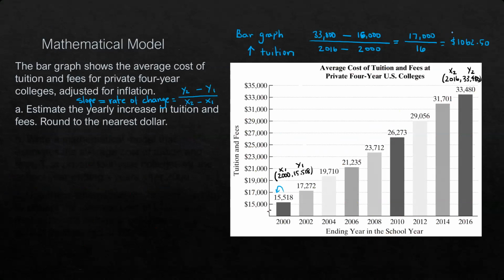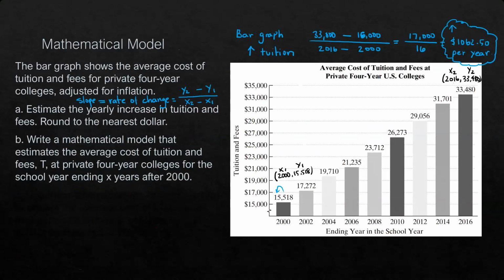So what does this number mean? There has been an increase in tuition of a little bit over $1,000 per year. That's what this number means. Okay, so moving on to part B.